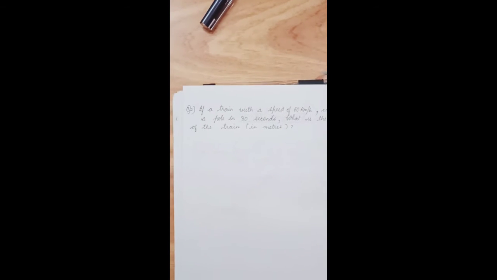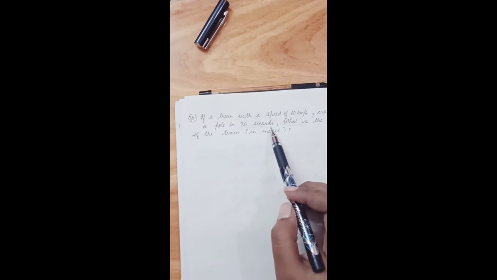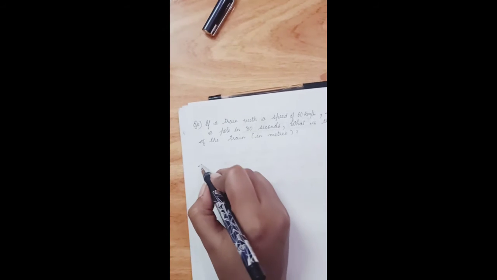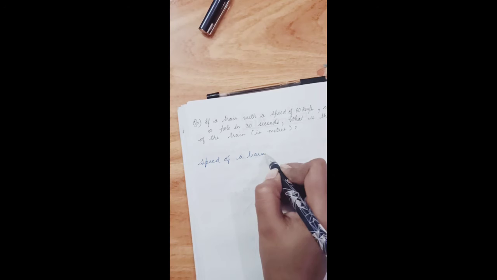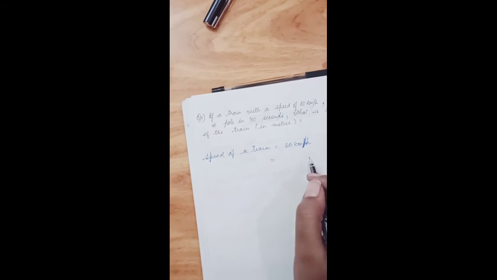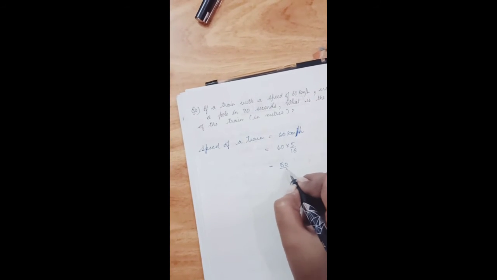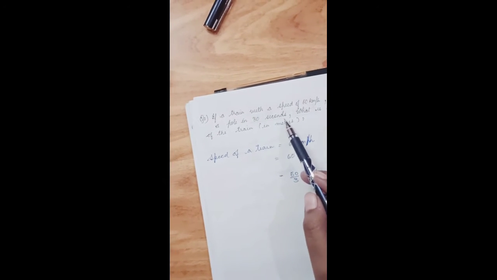Question number 2. If a train with a speed of 60 km per hour crosses a pole in 30 seconds, what is the length of the train in meters? So the speed of the train is equal to 60 km per hour. We first convert this into meters per second, multiplying it by 5 by 18. So here we get 50 by 3 meters per second. The train crosses a pole in 30 seconds.